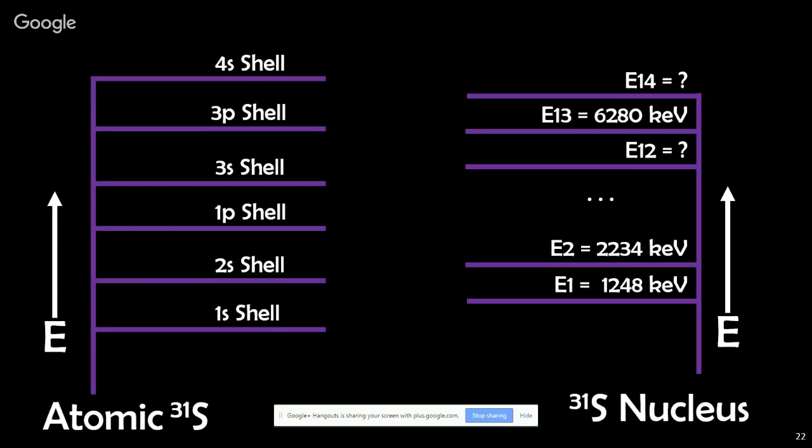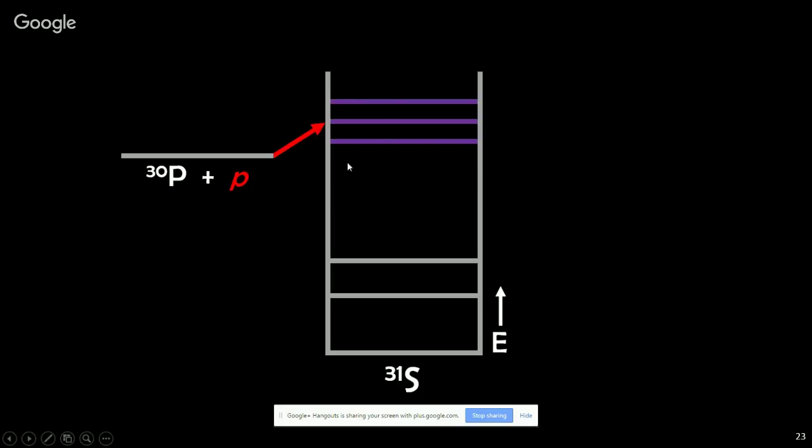Now, these energy states happen to be the exact same energy states that the proton and the phosphorus-30 will combine to give you. So remember, earlier we showed that carbon-12 nucleus and the proton came toward each other and combined to make nitrogen-13. Well, it's the same process here. We have a phosphorus-30 nucleus and a free proton, and the two of those things can combine to give you a sulfur-31 nucleus.